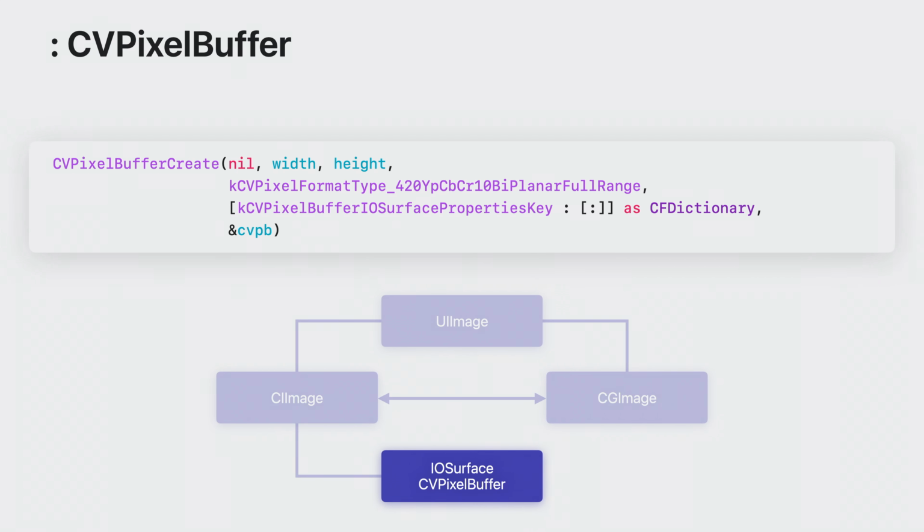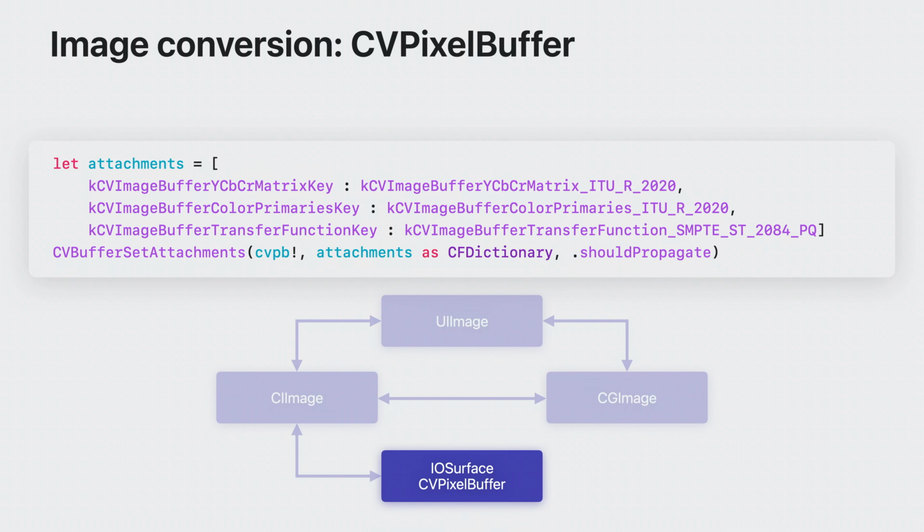Before you use a CVPixelBuffer, be sure to declare that it has ISO HDR compatible content. The first step is to create the pixel buffer with an appropriate format, such as 10-bit biplanar full range. While you're at it, for best performance, be sure to specify that the buffer should be surface-backed by providing the IOSurface properties key. Next, be sure to add attachments to the CVPixelBuffer so that the system knows that it contains ISO HDR compatible color space properties.